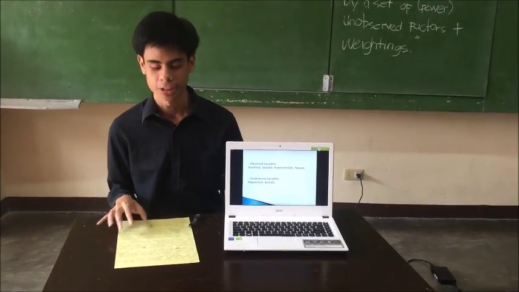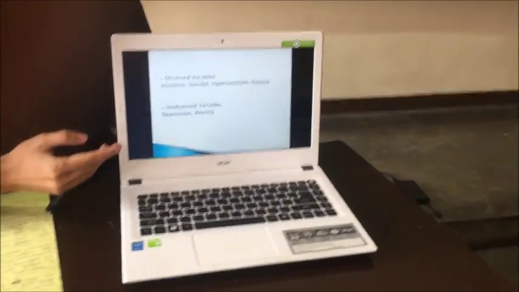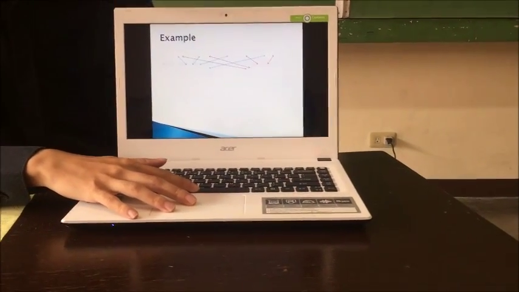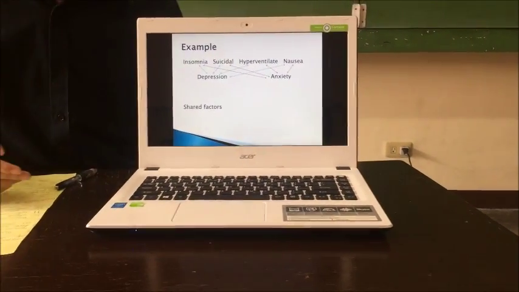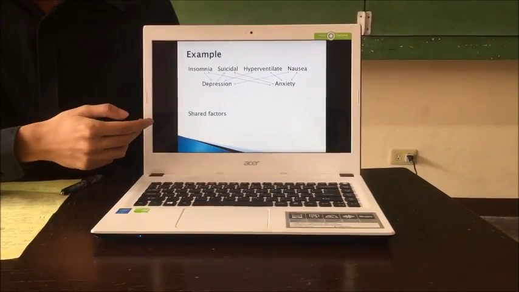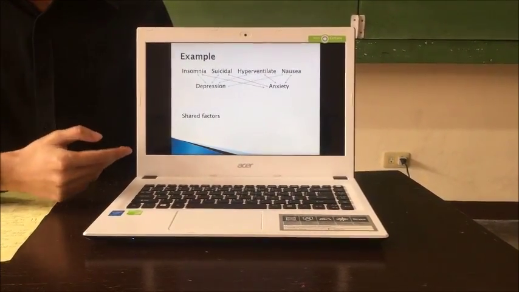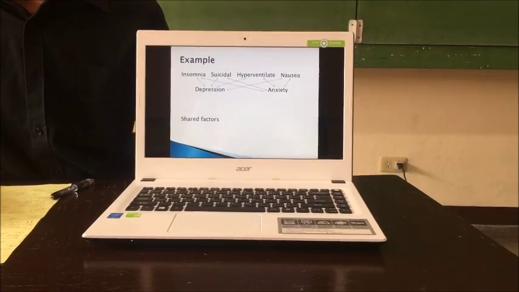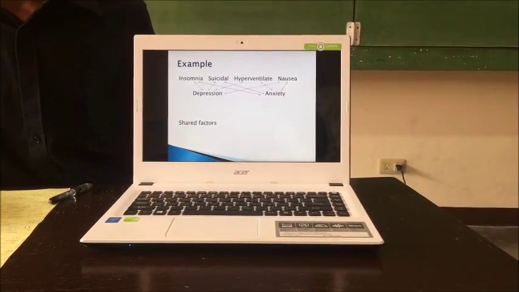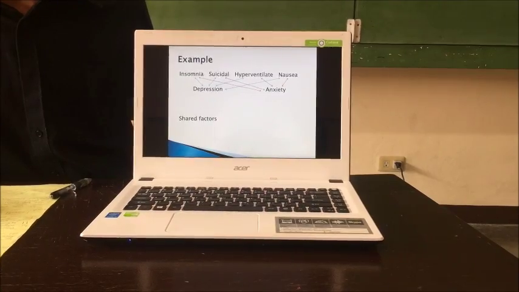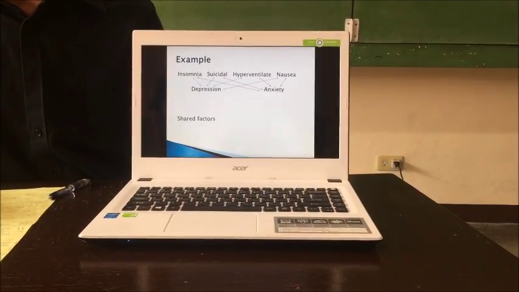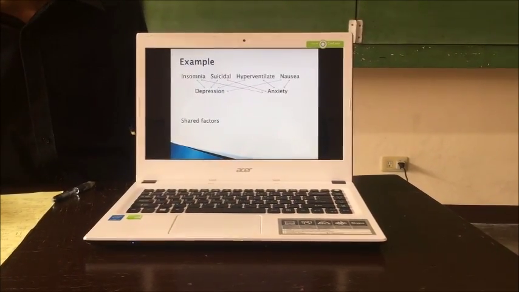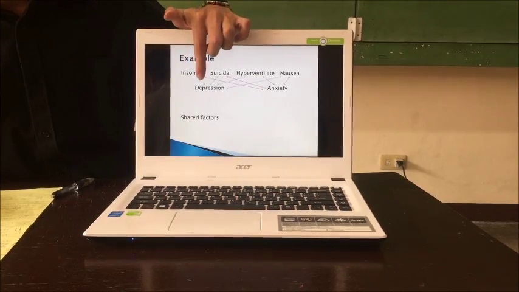So in continuation, we assume that depression and anxiety are responsible for the variance and covariance of the observed factors. This means that there is a weighting of depression and anxiety on the four observed factors, which are insomnia, suicidal, hyperventilate, and nausea. Basically, the weighting of the amount to which depression causes insomnia can be called 1-1, because insomnia is 1 and depression is 1.